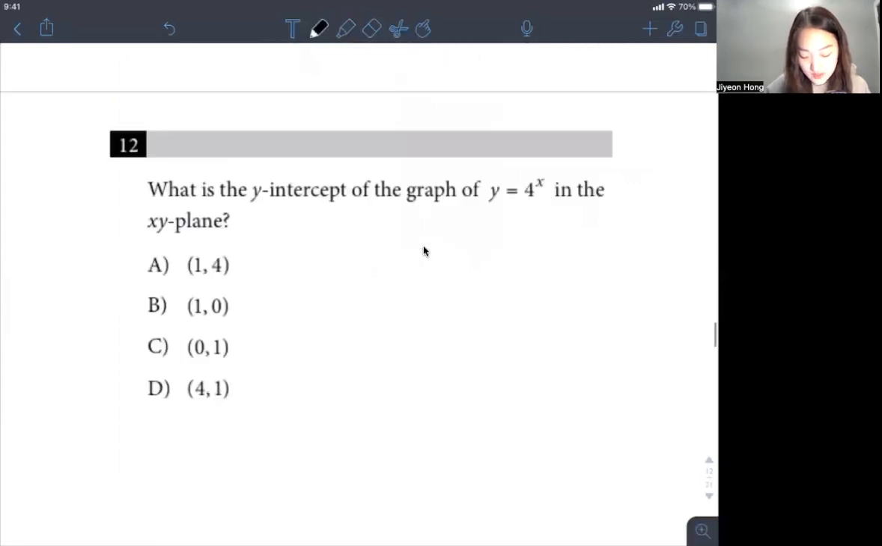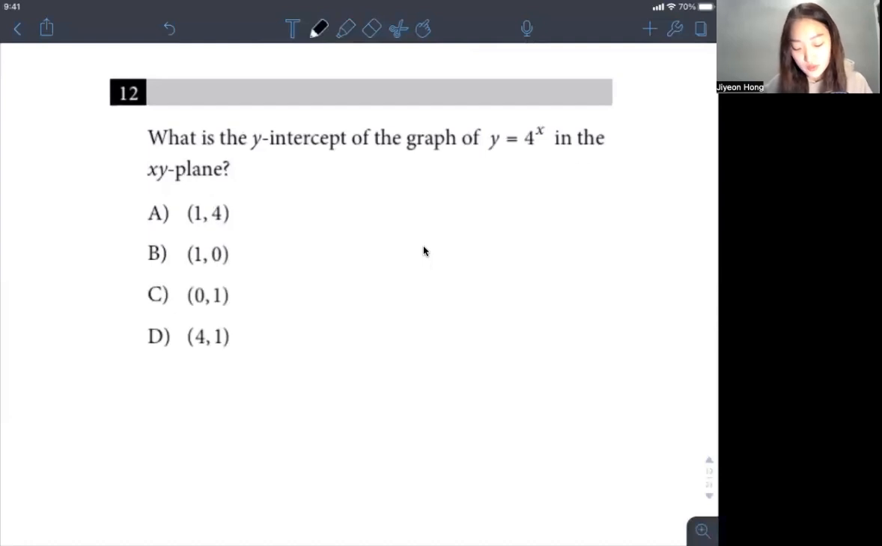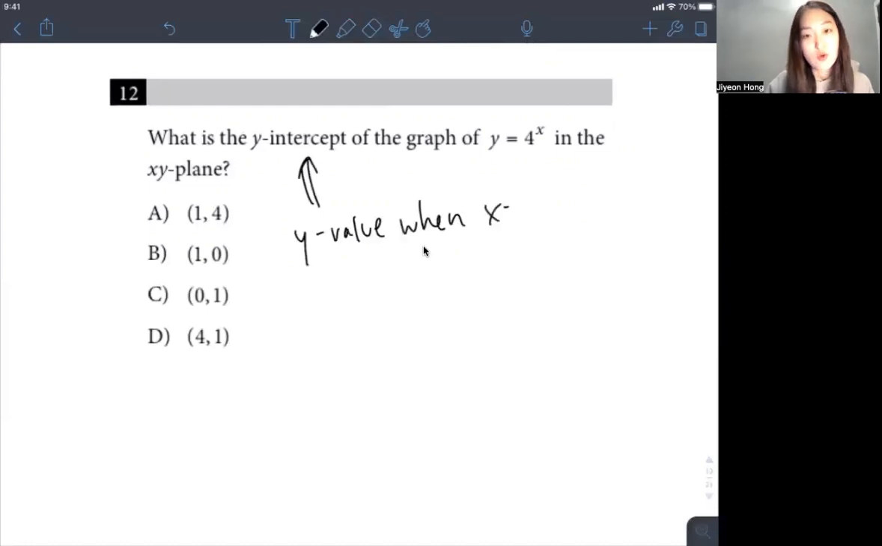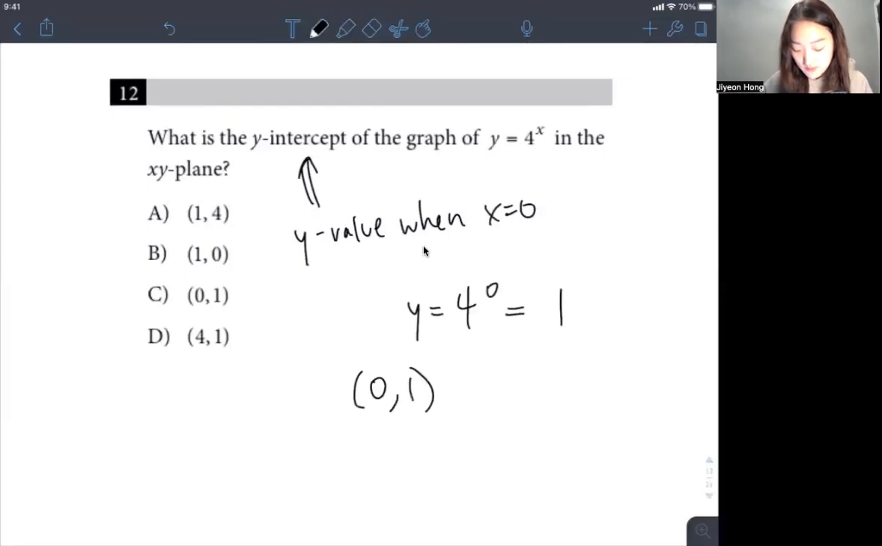Number 12 is, what is the y-intercept of the graph of y equals 4 to the x in the xy plane? I like to break it down. So immediately, y-intercept, what is that? It is the y value when x is equal to 0. So go to bare basics, especially when they give you a slightly confusing equation to try to throw you off guard. Think of what is a y-intercept. So it's the y value when x equals 0. So all you have to do is plug in x equals 0 into the equation, and we get y equals 4 to the 0 power, which equals 1. So 0, 1, because x equals 0 and y equals 1, which is our answer choice C.